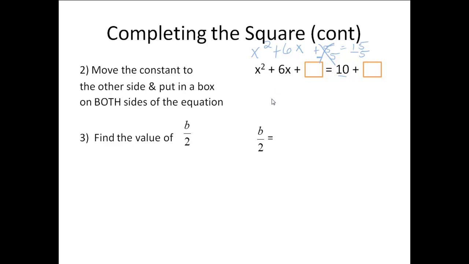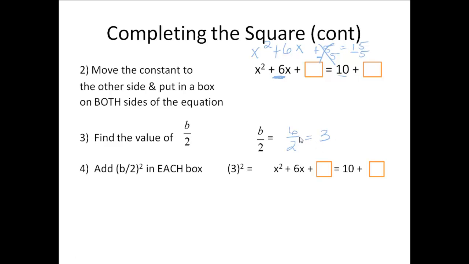Step 3, we need to find the value of b over 2. Remember, b is always the number with the x term. In this case, our b is a positive 6. So we end up having 6 over 2, which reduces down to 3. We're going to use that number in step 4. Step 4 says add b over 2 squared in each box. Our b over 2 was this 3 right here. We need to square it. 3 squared is 9, and that's what goes inside each of these boxes.